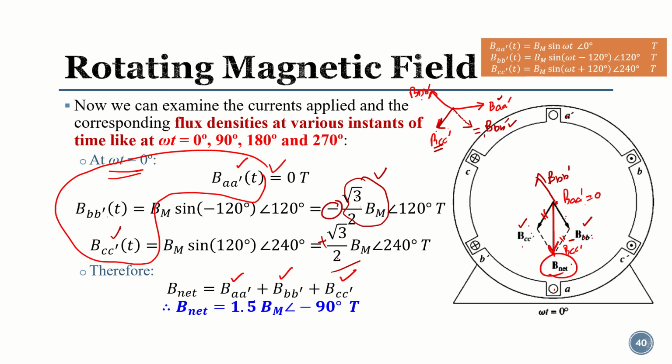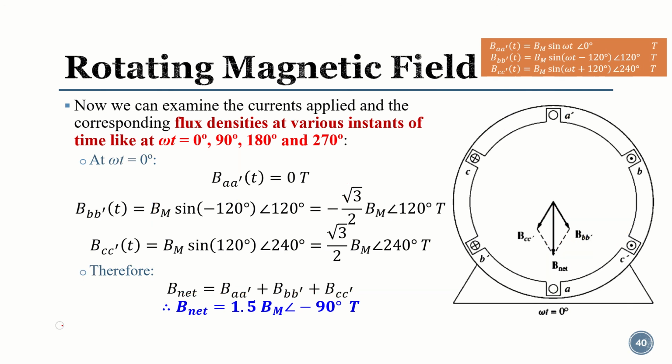If we just add them and use the calculator, the net magnetic field will be basically 1.5 Bm, that is the magnitude, and the angle is what? Minus 90 degrees. If you look here, this is 0 degree, this is 90 degree, and this is your net magnetic field, which is at minus 90 degrees. That is the phase we are getting here, right? So this is the net magnetic field produced at the 0 instant.